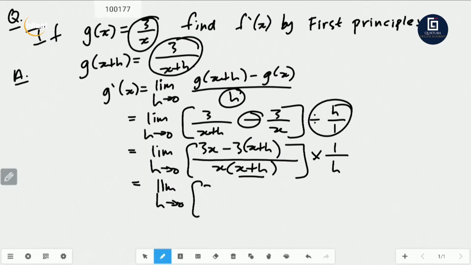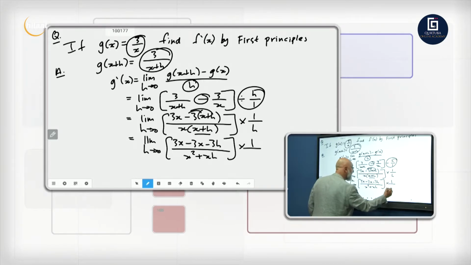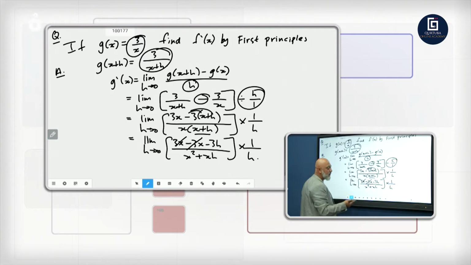Let's simplify this. 3x minus 3x minus 3h. I'm multiplying that out, all over x squared plus xh, times 1 over h. 3x minus 3x is 0. The h here and the 1h there on the top cancel out. So what am I left with?